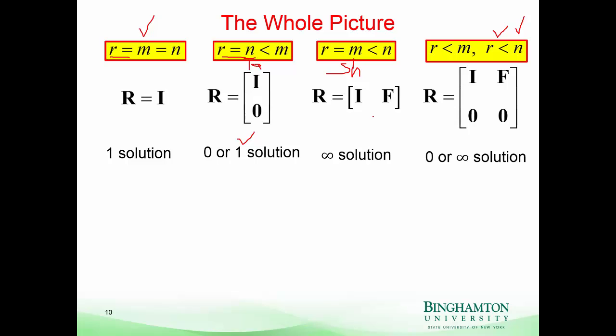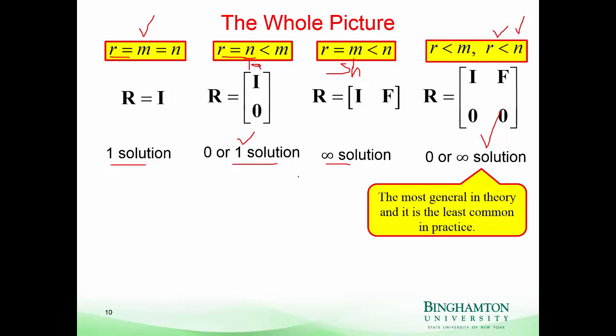regardless of tall, short, square, with non-full rank or rank deficient, we've got either 0 or infinitely many solutions. So if you don't have full rank, you're not getting a solution. And look over here. If you're short and you have full rank, you're not getting a unique solution. So the only places you're going to get a solution is either here or here, one unique solution.